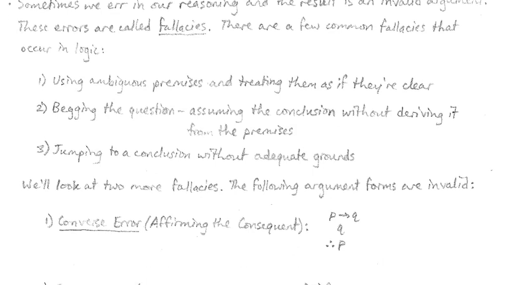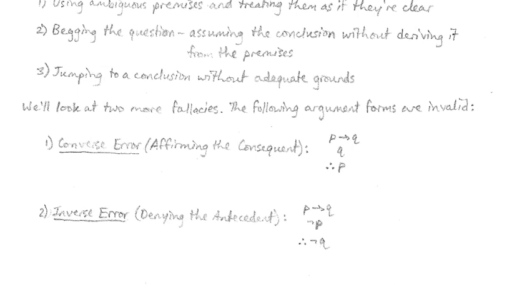There's two more fallacies that I want to look at as we finish up this video. These are also argument forms that are invalid. The inverse error and the converse error as well. First up, the converse error. This is also known as affirming the consequent. If you know that P implies Q, and you know that Q is true, you can't necessarily conclude anything about P. The error is that if you know that P implies Q, and you know that Q is true, people will then mistakenly think that P has to be true. That is not the case.